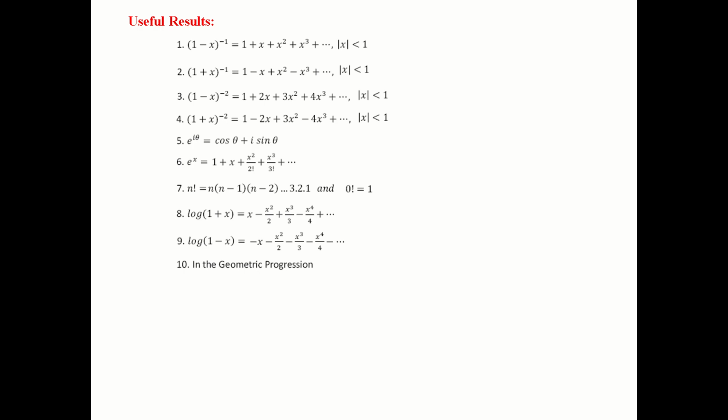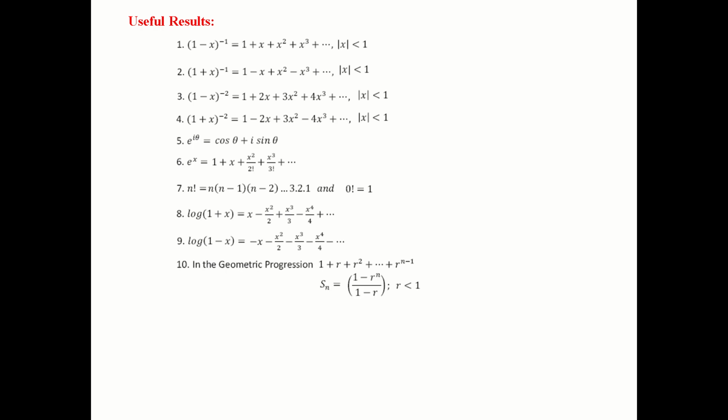Geometric progression: we can consider the geometric series 1 plus r plus r square plus etc. up to r power n minus 1. From 1 to r power n minus 1, there are n terms. So the sum is 1 minus r power n by 1 minus r, if r is less than 1.